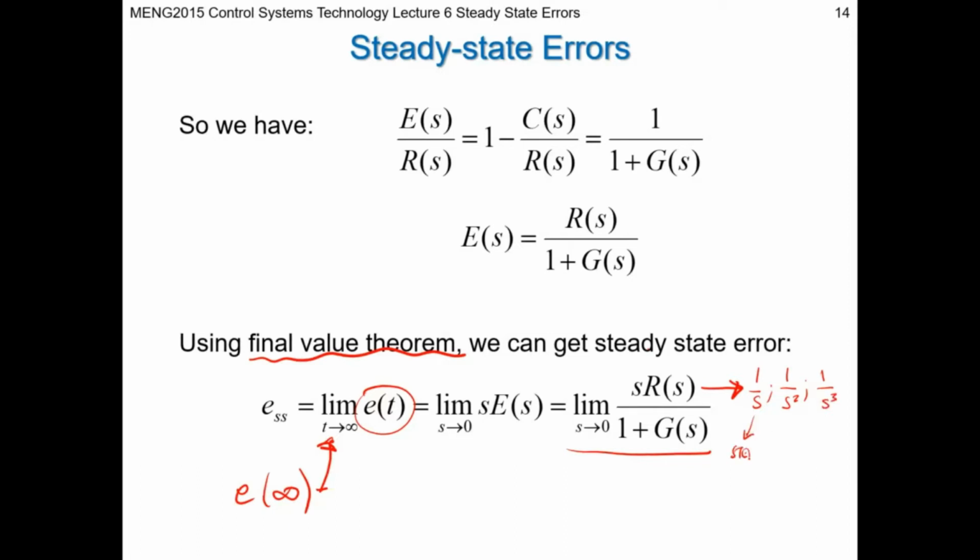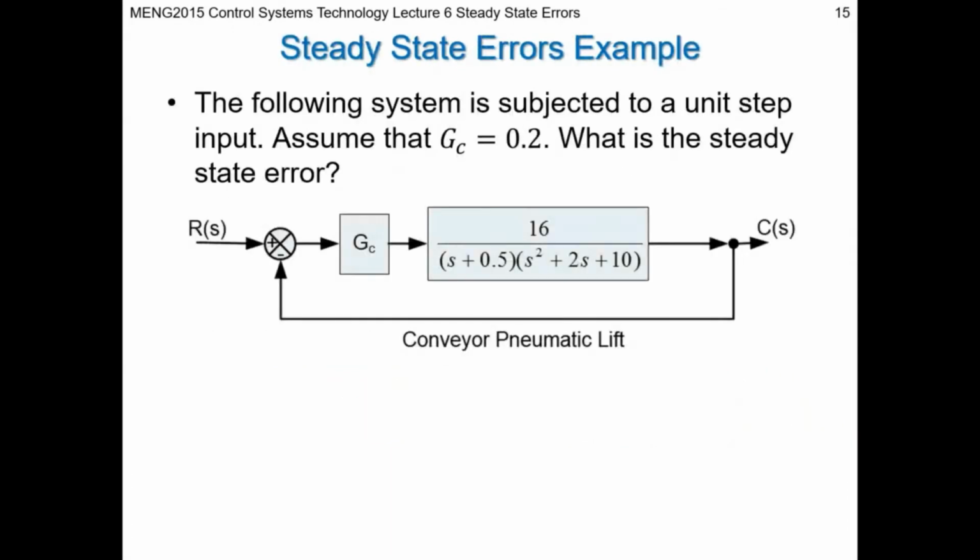All right, so we can apply different types of input now and say, what is our error going to be? Our steady state error as time goes to infinity with these different types. Parabolic, sorry, right, in space. Different types of inputs. So let's do an example.